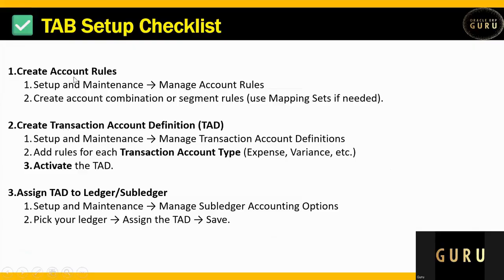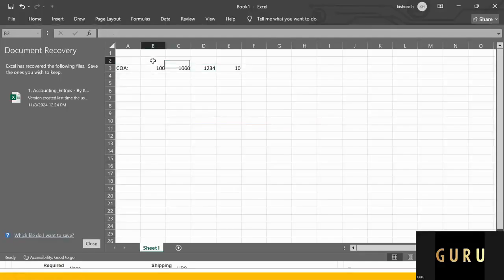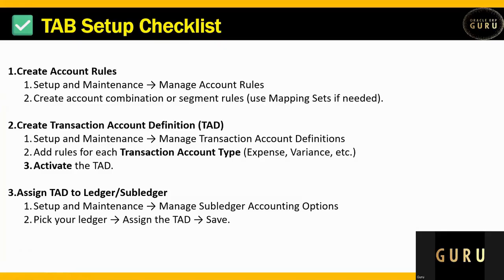And this particular setup is optional. It is required in some cases, like if you want to map a value from 100, or sources like 101, or you want to derive from 10 to 100, whatever it is, the mapping set will help you convert these values. And once the account rule is defined, then we have to attach it to the transaction account definition.